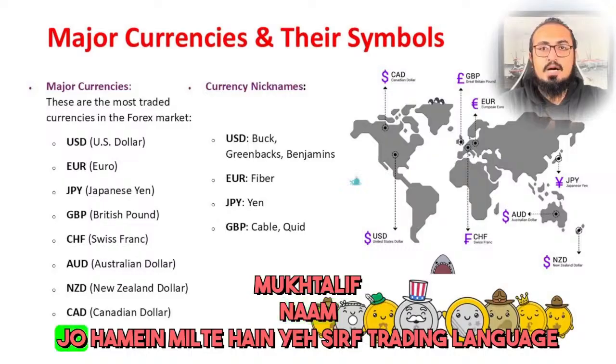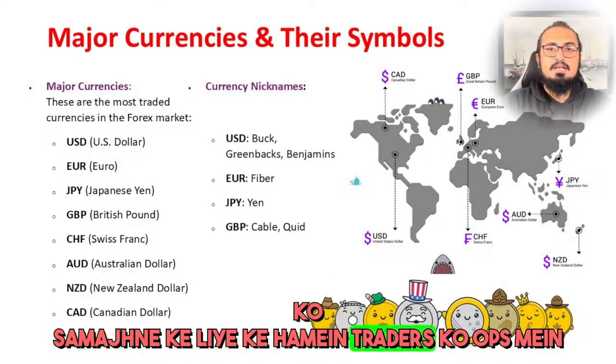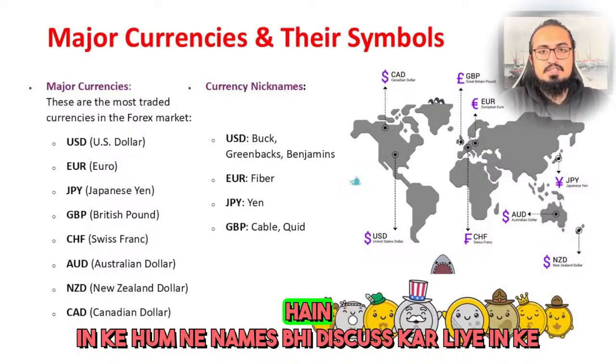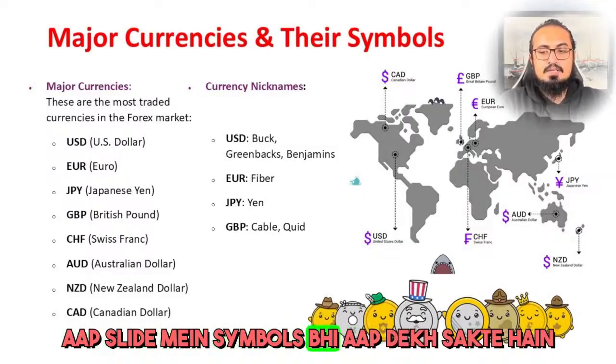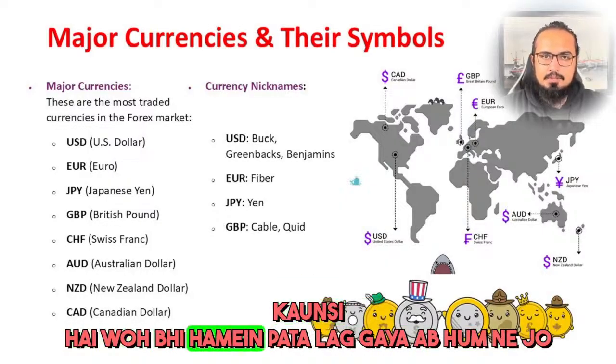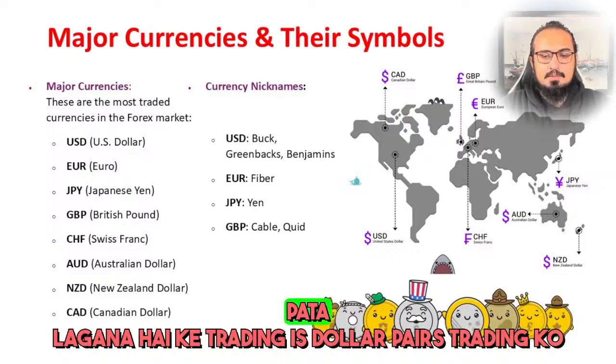Now we have understood the types of currency. Now we have 8 currencies. Trading is done in pairs, so now we need to see which pairs we should focus on. What is a major pair? Those 8 major currencies. Whenever we trade against the dollar, that will become a major pair.